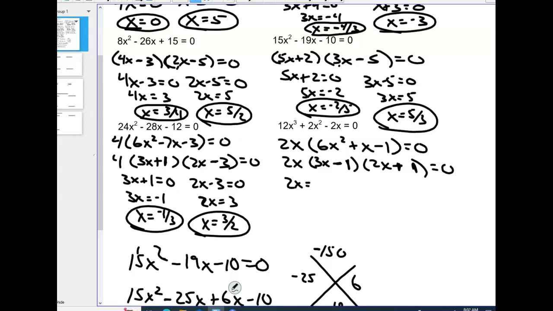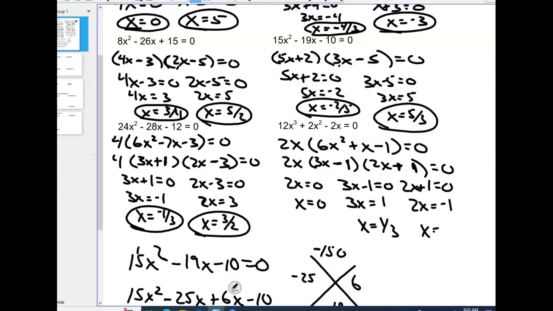And now I'm going to set all three terms equal to 0. When there's a variable in your GCF, that has to be set equal to 0 as well. Whereas in this problem where you have the 4, you don't need to set that GCF equal to 0. There's no variable there. But when there's a variable in the GCF, you do set it equal to 0. So this is x equals 0, 3x equals 1, so x equals 1/3. 2x equals negative 1, so x equals negative 1/2. And these are my 3 answers.